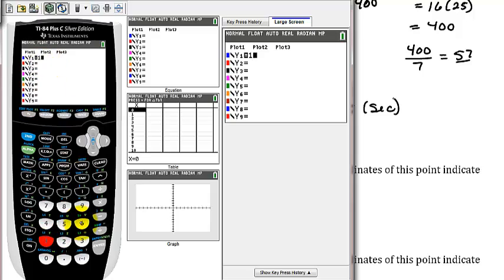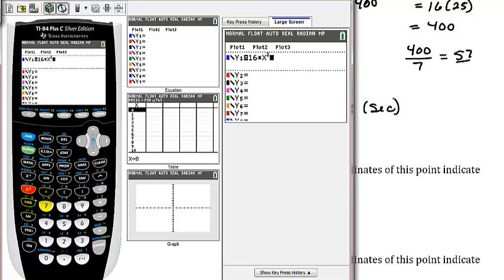So our function was 16, and then times, and then we want x squared. And the way to get a variable up is to push this button right here. It says x, t, theta, n. It's for when you're using angles. So if I hit that, an x will pop up. And then to square something, I do have an x squared key on here, or you could hit the caret symbol and a 2. So either way is fine. So I'm just going to use my squared key. And so now I have 16 times x squared in my calculator.